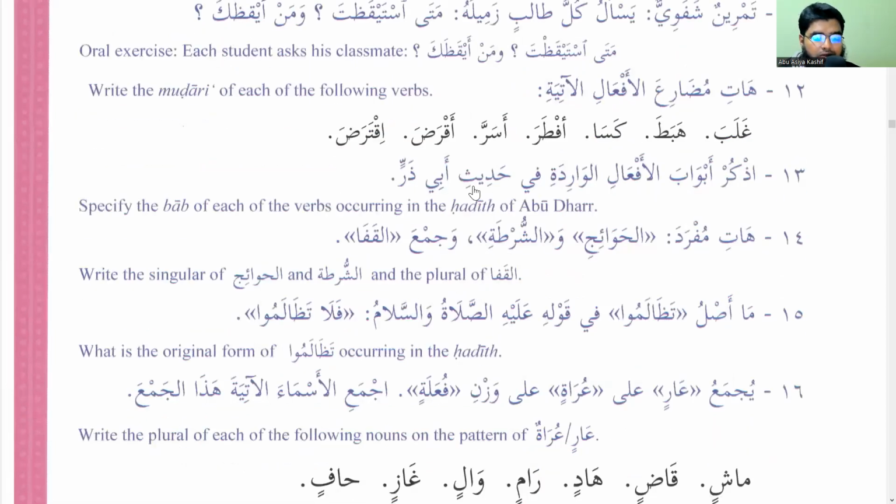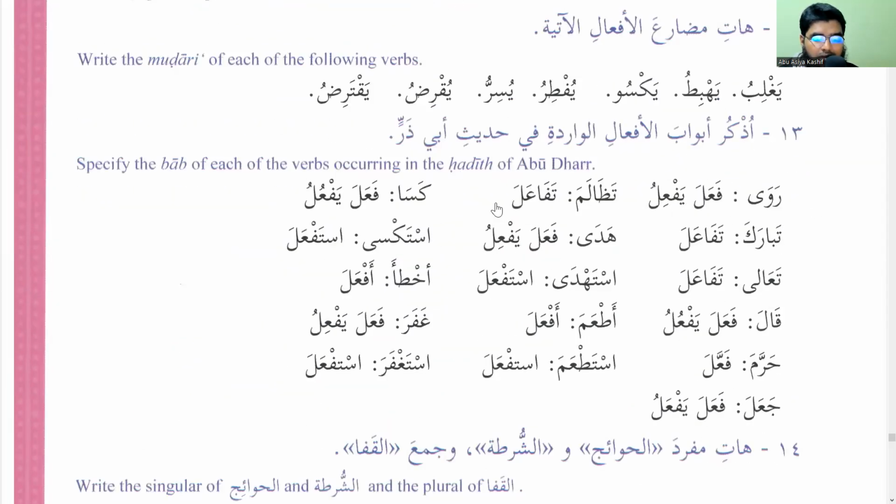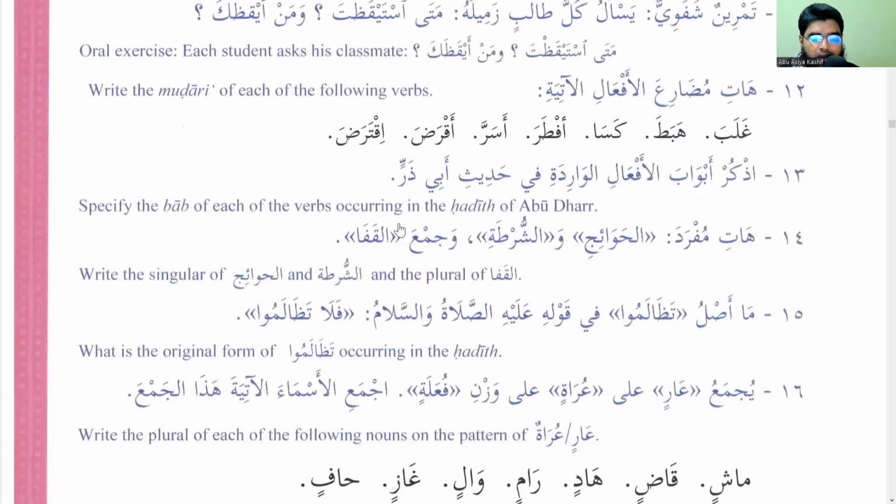اذكر أبواب الأفعال الواردة في حديث أبي ذر. All the babs he wants us to find. All the verbs in the hadith, he wants us to find out. You can do it on your own, I guess. Just forms. Which form is this? Tadalama is form 6. And just some practice. Kasa yaksu is bab nasara. Tabaraka is form 6. Hada yahdi is bab daraba. Istaksa is form 10. Ta'ala is form 6. Istada is form 10 again. Akhta is form 4. Akhta yukhti'u. Khala yaqulu is nasara. Atamaytumu. So any verb you see, you can guess that.